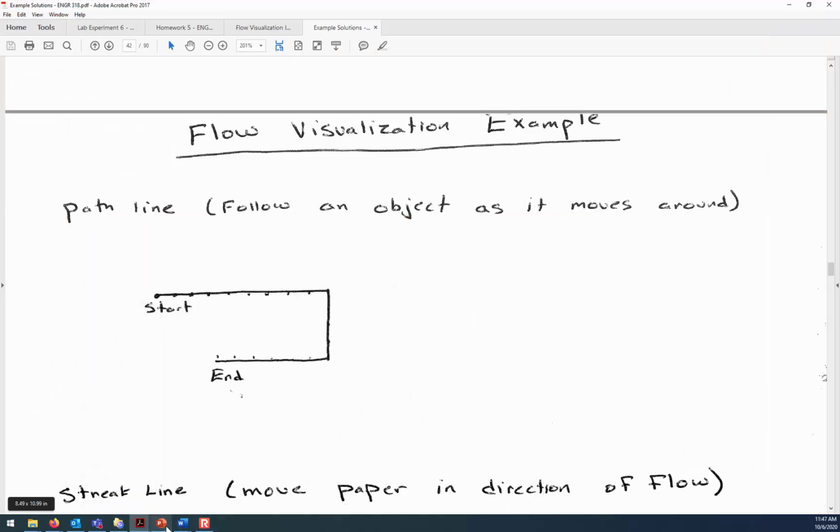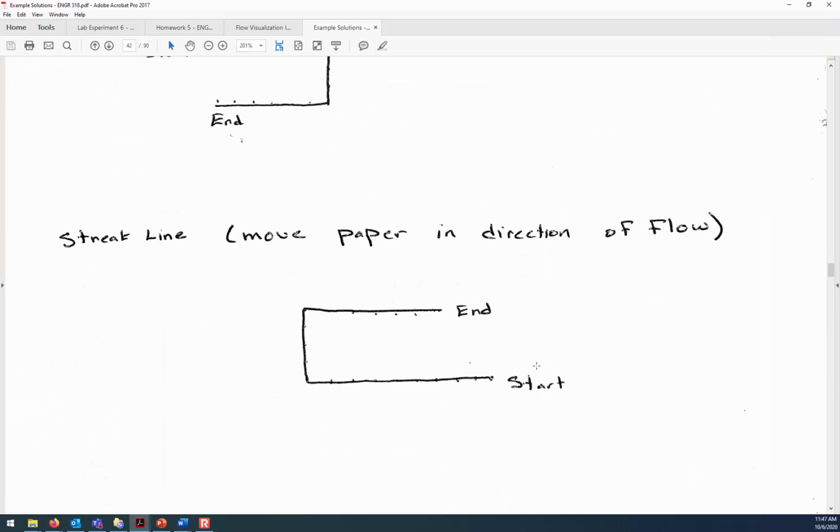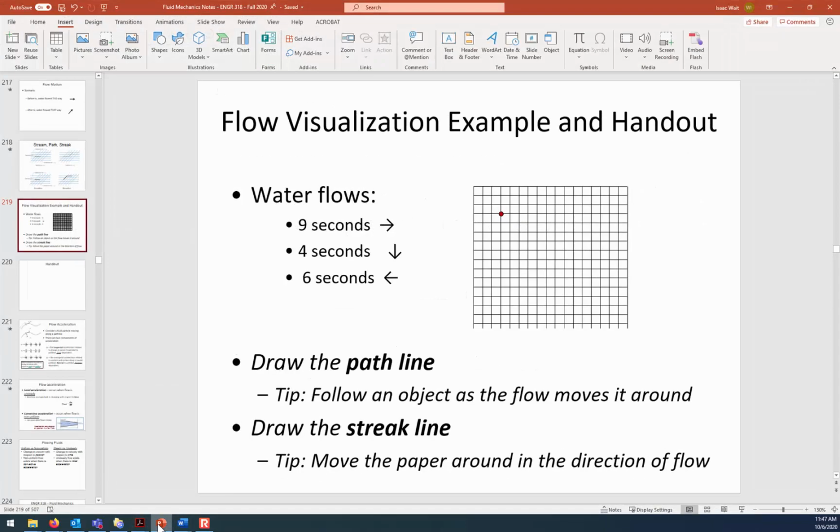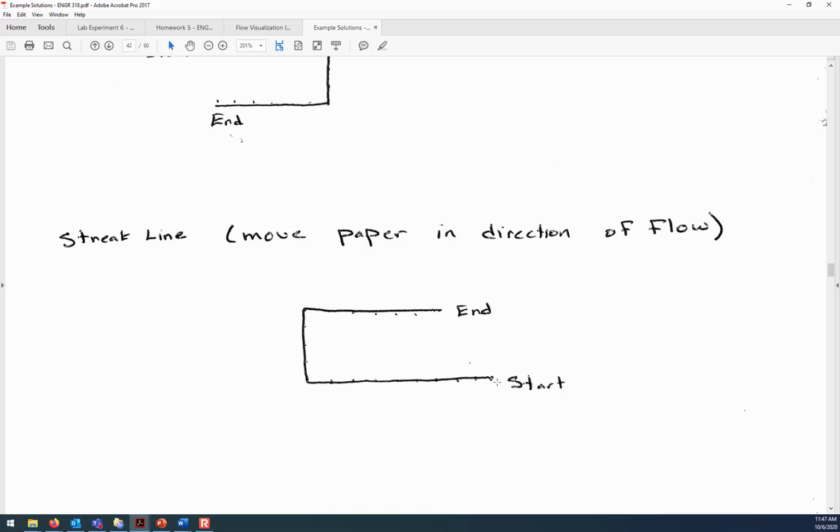And so what that will look like is, here is the first location where I started to inject the dye, or this is like the first place that my pen was, but I'm moving the paper in the direction of the flow. And so if I'm moving the paper to the right, then it makes this horizontal line. And you can see that it's 9 units long because I was moving the paper to the right for 9 units. And so this is the starting point, and then this is the end of those 9 units.